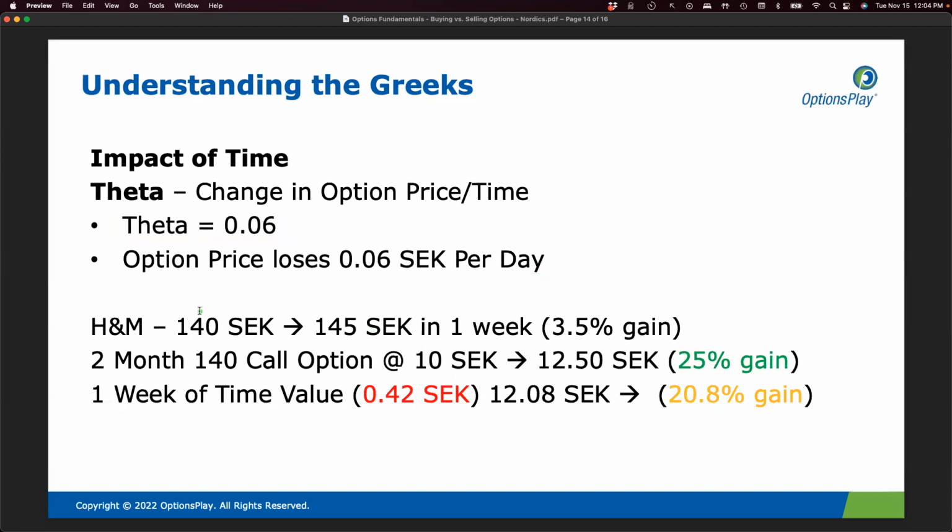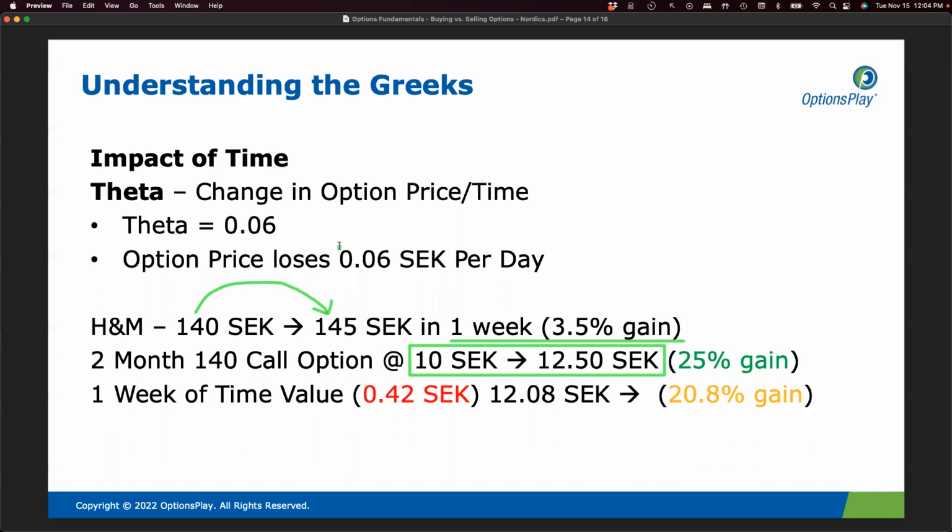So in the previous example, I talked about buying a call option on H&M and H&M stock increasing from 140 to 145. But let's say that happened over a 1 week time. So the stock gained 3.5% over 1 week's time. There's two components that we have to talk about. There's delta, which is when the stock goes from 140 to 145. The 50 delta that I'm referring to told me that the option contract went from 10 crowns to 12.5 crowns. That's a 25% gain. But remember, it took a week for that to happen.